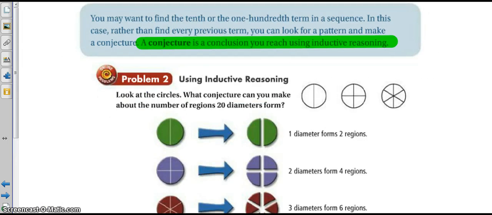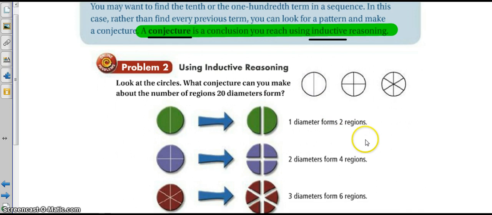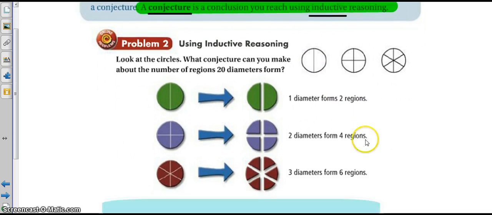Now you've probably heard this word before, but the next vocab word we're going to talk about is a conjecture. So a conjecture is a conclusion that we reached using our inductive reasoning. So remember, inductive reasoning is based on things that we see. So if I look here at how diameters relate to how many different regions of the circle I have, the question that we're being asked is, look at the circle, what conjecture can we make about the number of regions that we get based on a certain number of diameters?